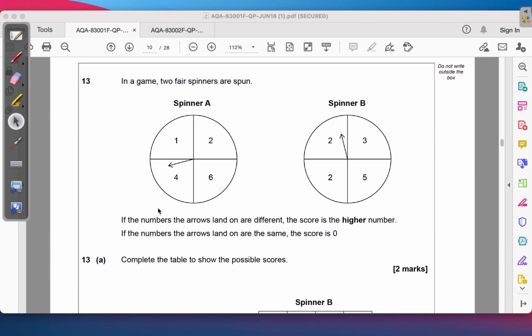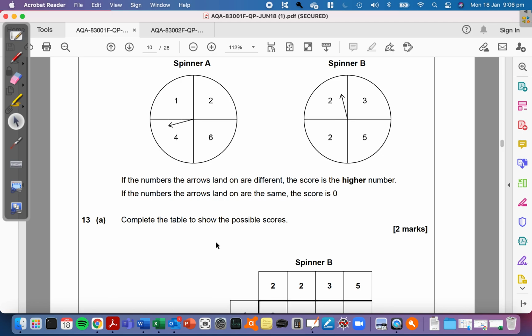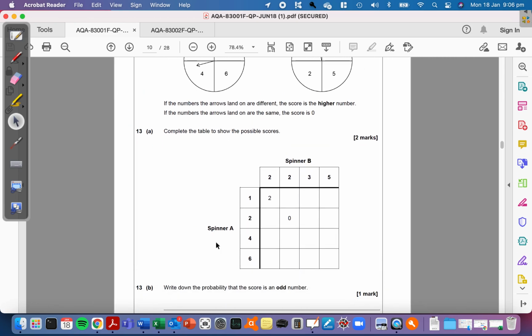Okay, in a game, 2 fair spinners are spun. Okay, now this one says if the numbers the arrows land on are different, the score is the higher number. If the numbers the arrows land on are the same, the score is 0. Okay, so what this means is that if we get 2 numbers that are the same, when we compare the rows and the columns here, it'll be a 0. If the numbers are different, we take the higher number. Okay, so let's have a look.